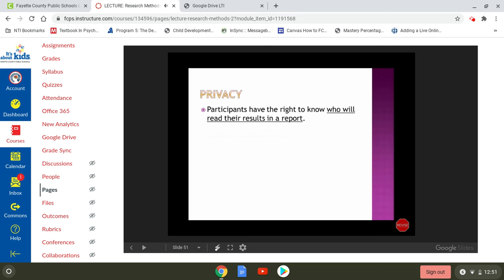Privacy. This is a final guideline, and it states that participants have the right to know who is going to read their results in a report, and they also have the right to remain anonymous and make sure that their life remains private in the experiment and their name isn't publicized. Researchers also can't invade their personal life when conducting the experiment because they have the right to remain private.